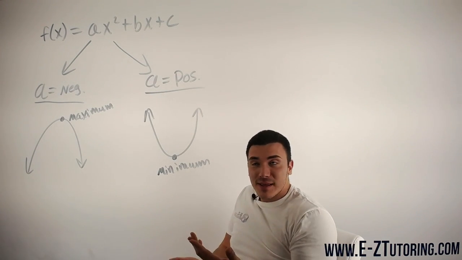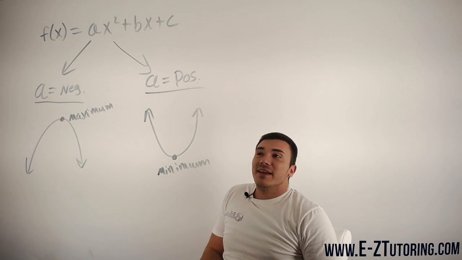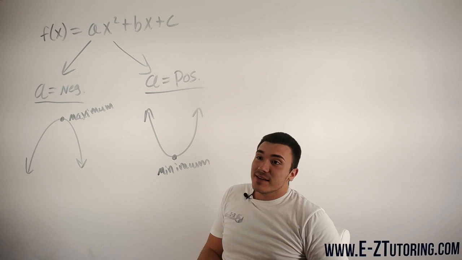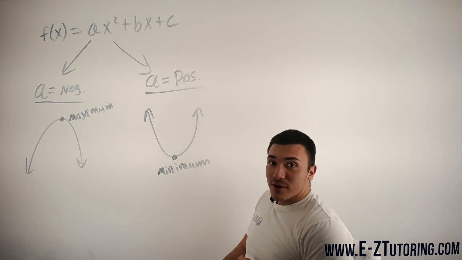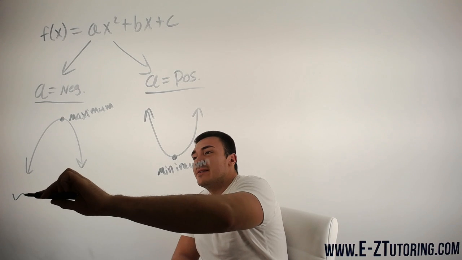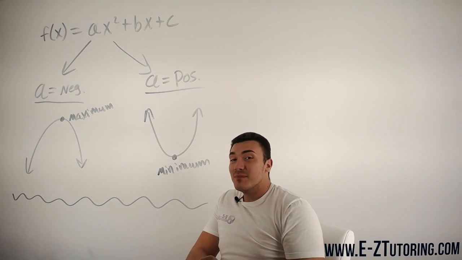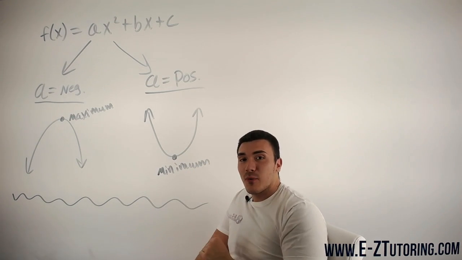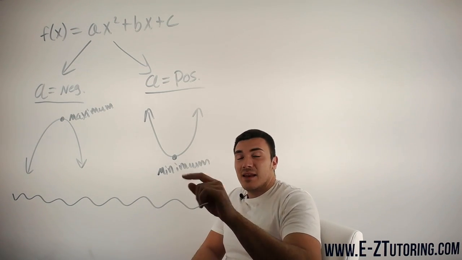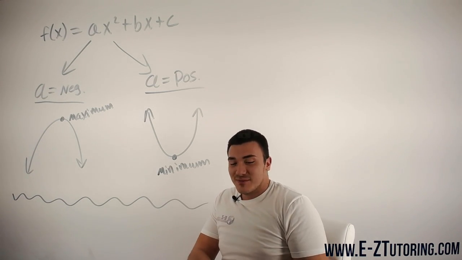So we don't know where they stop. They just keep on going. They actually don't ever stop. All right, so that is how you can tell whether you have a maximum or minimum value. Now, how can you tell where those values are? Well, these values right here are simply the vertex of each parabola. And if you can find that vertex, then you can find out your maximum or minimum value.